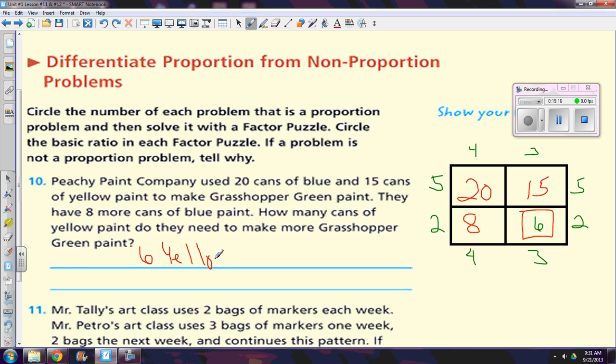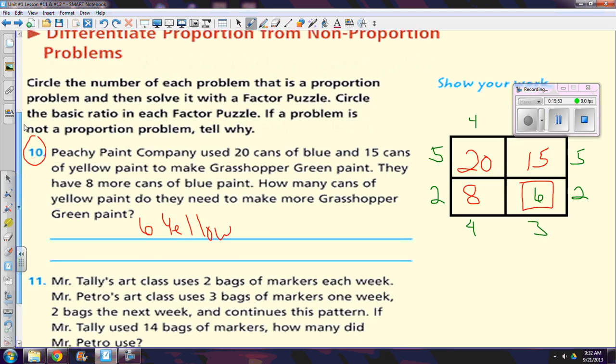And now, is it a proportion? That was the next question. Circle the number of each problem that is a proportion. And it is a proportion. For every 20 cans of blue, you need 15 cans of yellow. Same for 8 cans of blue. Just because it's a smaller amount, you still need that same ratio that you were initially given of 20 to 15. So that's where you'd end up with the 6. So yes, this would be a proportion, and you should circle number 10.